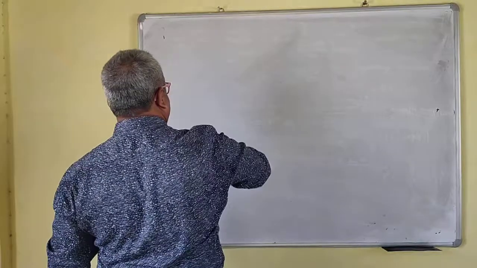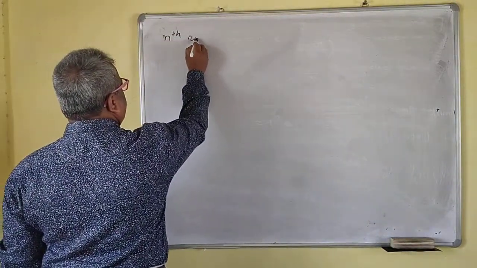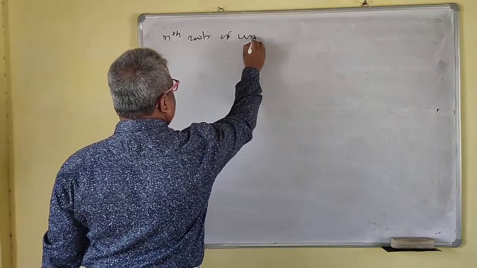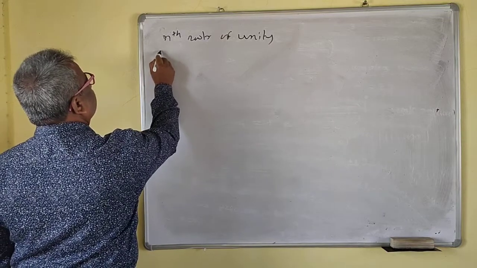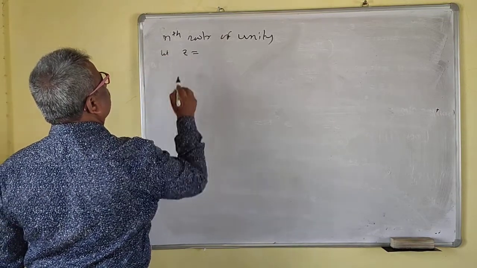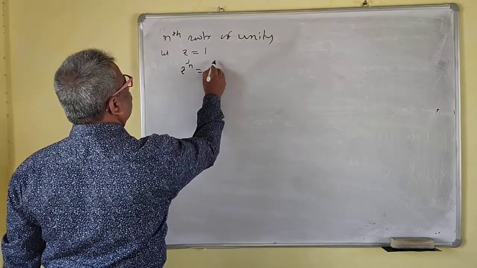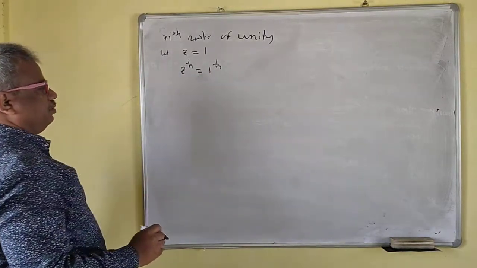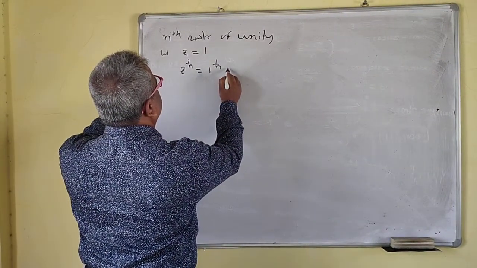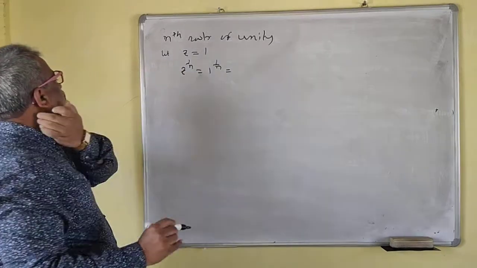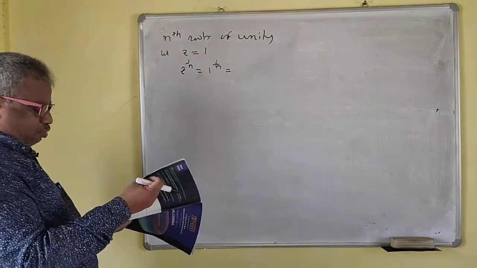Now we'll see nth roots of unity. Let z is equal to 1. So z to the power 1 by n is equal to 1 to the power 1 by n. We want to find this: the nth roots of unity.